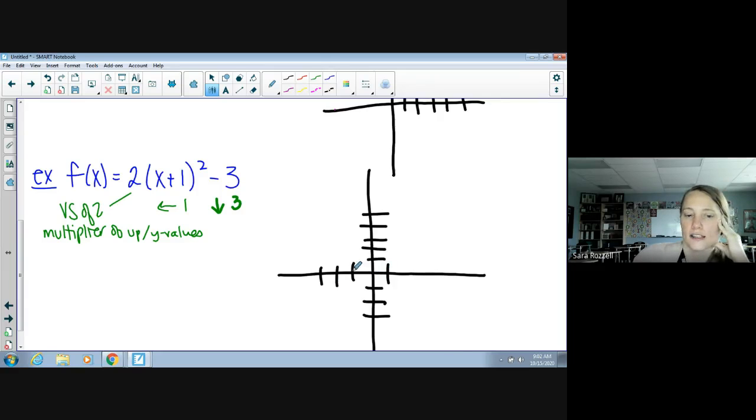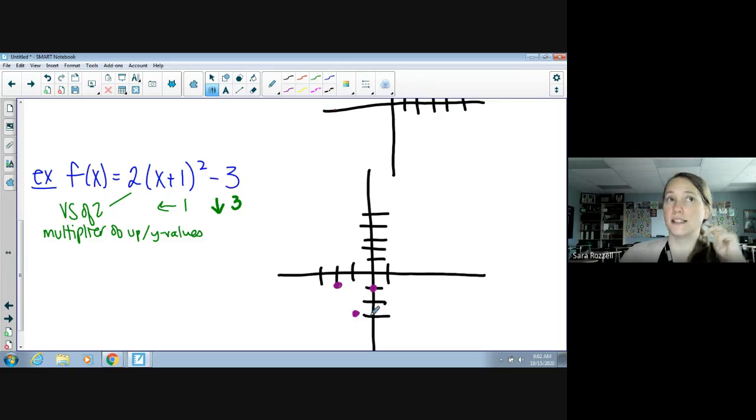Okay, so is our vertex 1 to the left and 3 down? That's where our vertex goes. And then we are going to think, is it up or down? Well, it's up because it's positive. And normally we go over 1, up 1. But 2 is going to be our multiplier. So whatever we go up, we're going to multiply that by 2. So we're still going over 1, but instead of going up 1, we're going to go up how many? 2, because 1 times 2 is 2.